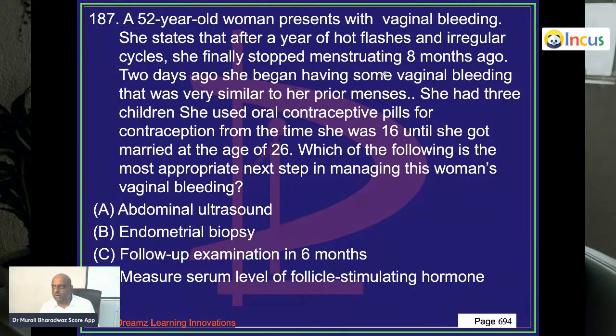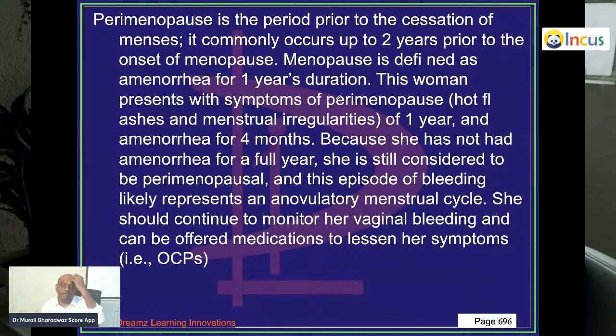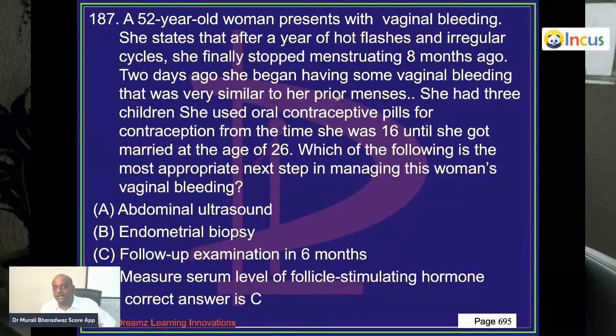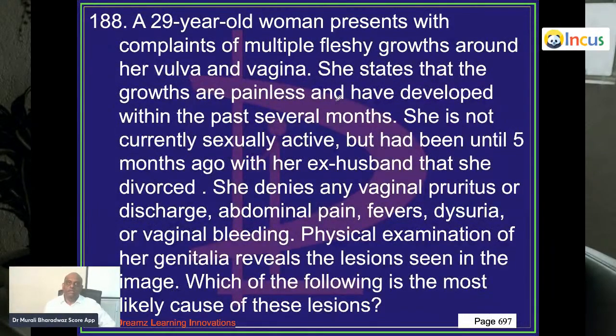And 2 days ago, she has some vaginal bleeding that is similar to her prior menses. She states that after a year of hot flashes and irregular cycles, vaginal bleeding started once more. So there is a great risk. Perimenopausal bleeding, whenever it is there, you need to follow them up for the possibility of any underlying cervical cancer. Postcoital, postmenopausal bleeding always should be looked at with high suspicion.